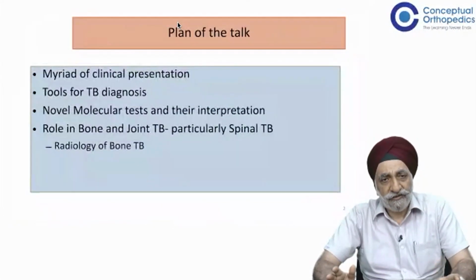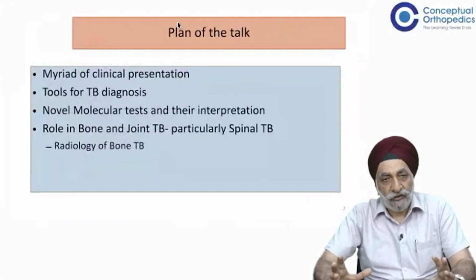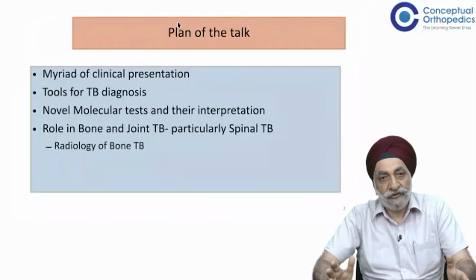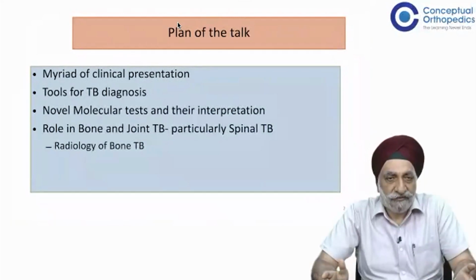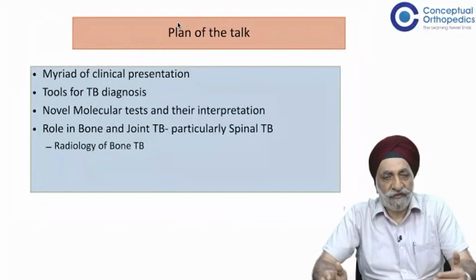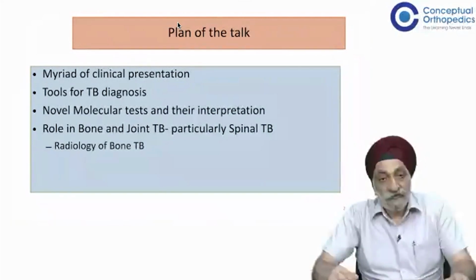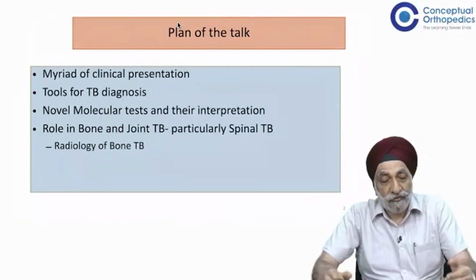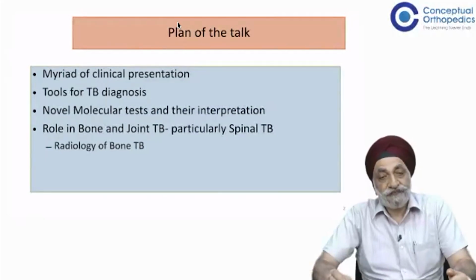The plan of my talk is to talk of what are our current tools for TB diagnosis in the context of clinical presentation. And when we say bone and joint TB, we are covering a huge set of involvements: upper limb, lower limb, small joints, large joints, osteomyelitis, Pott's spine, and therefore the clinical presentations would be quite variable when it comes to the local issues. We'll go a little bit more into detail on that.